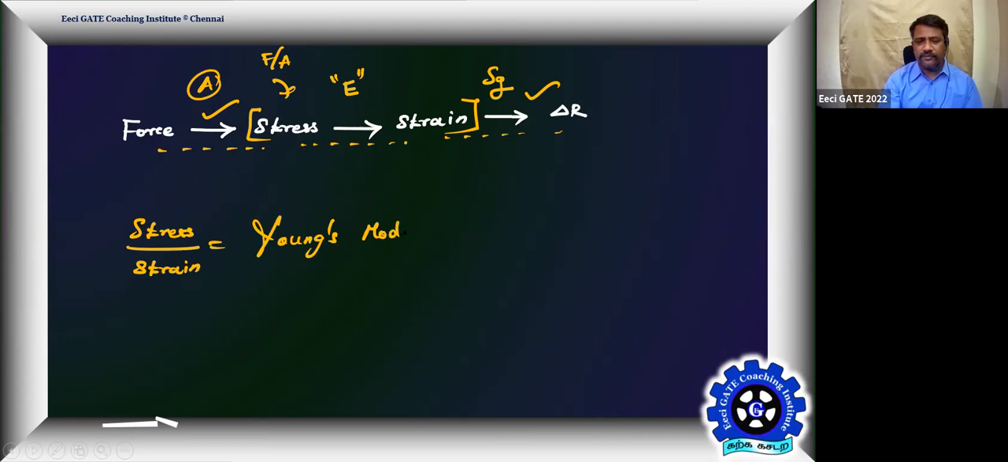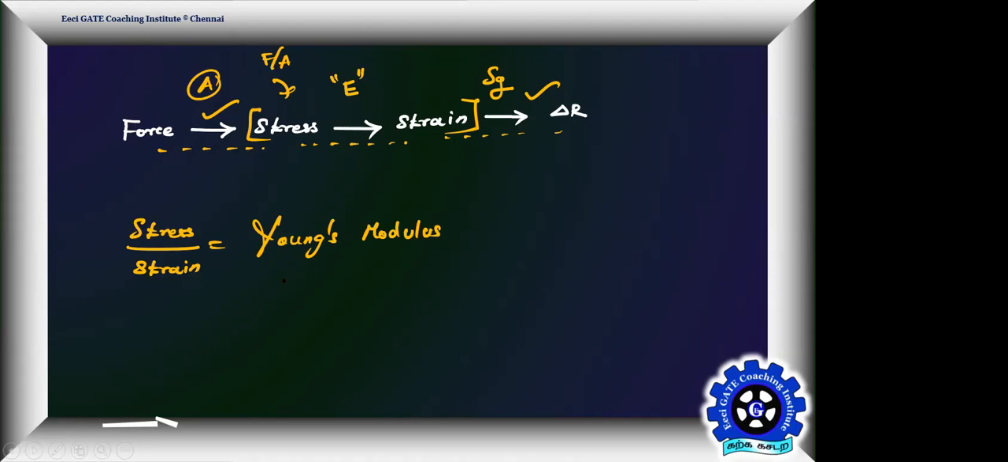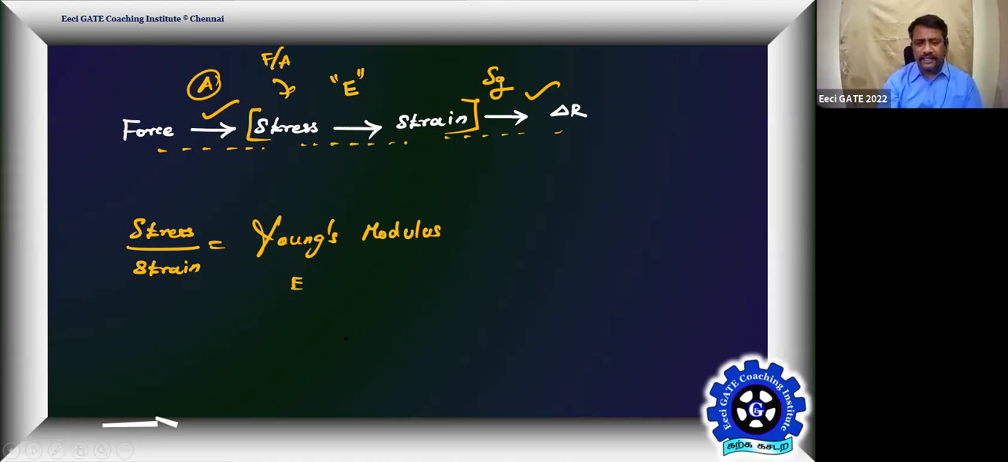Agree, all of you? Yes or no? So this is your E. What is E? E is nothing but stress, force per area, divided by strain. Either you call it delta L by L or simply call it small e. Therefore it is F divided by small e into area. That's your Young's modulus.